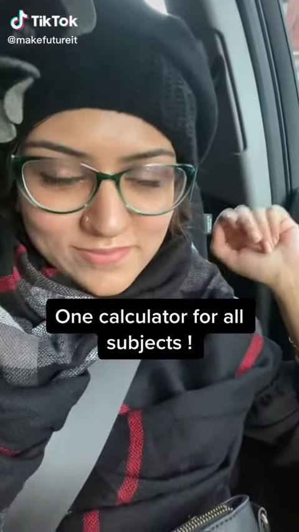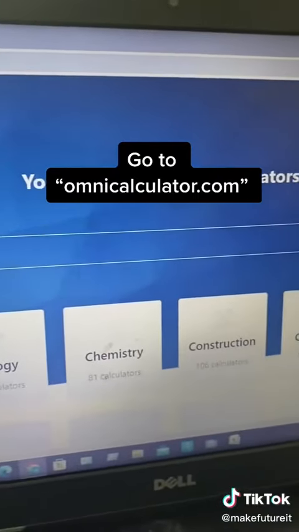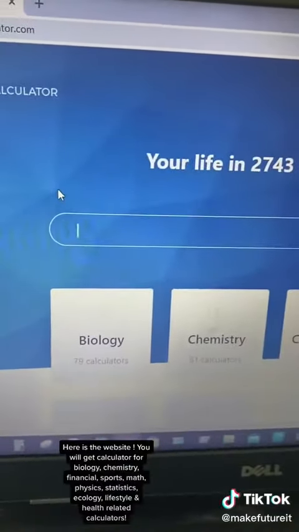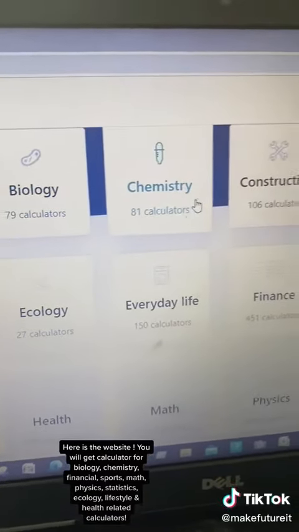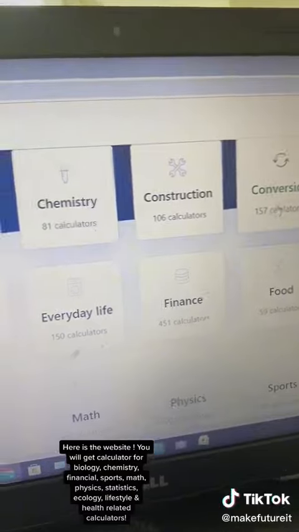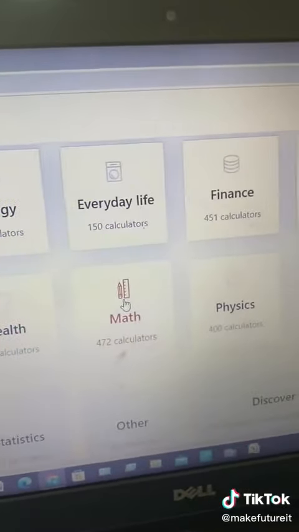One calculator for all subjects. Go to omnicalculator.com. Here is the website. You will get calculators for biology, chemistry, financial, sports, math, physics, statistics, ecology, lifestyle, and health-related calculators.